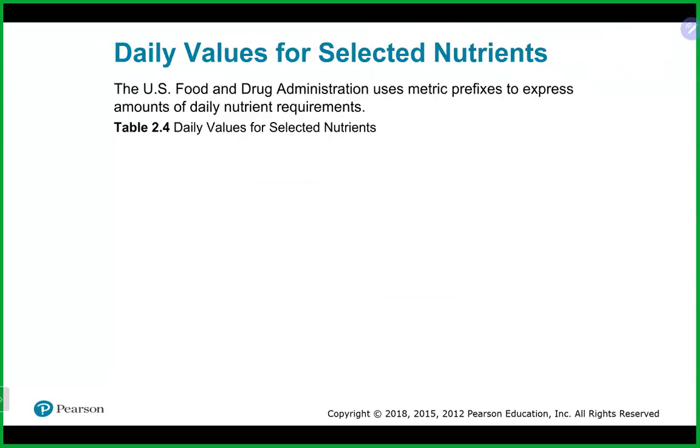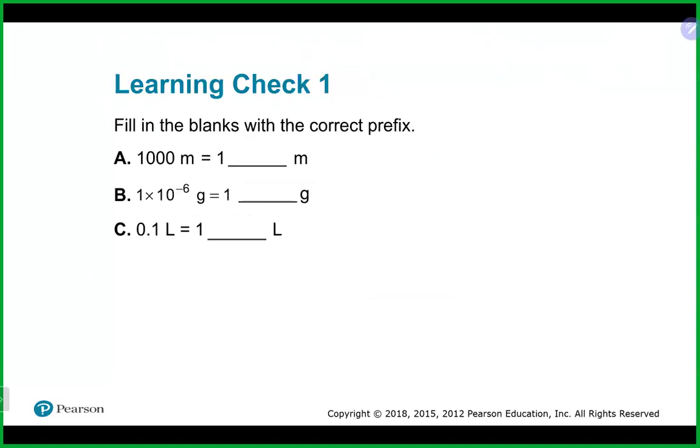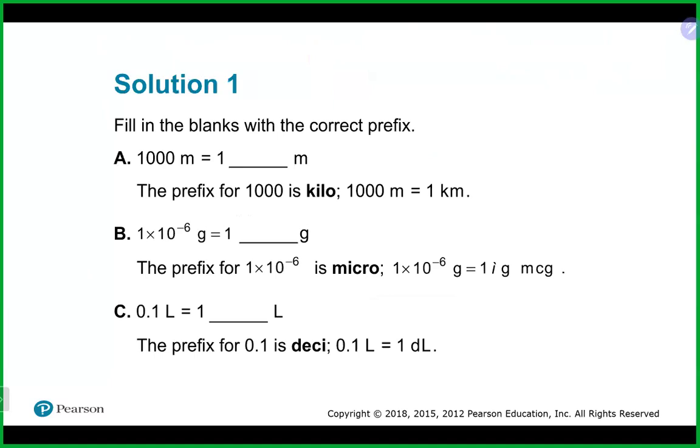All right, so let's take a look at some of these. We got 1,000 meters, and we got 1 times 10 to the minus 6. So we'll take a look at some of these that we just saw. So 1,000 meters is equal to 1 kilometer, right? That is basically the kilo conversion. 1 times 10 to the minus 6, that is our micro that we were just using. And again, that is the same as what we see on that table as 10 to the minus 6. So that's the same deal. And 0.1 liter is a deciliter in that case.